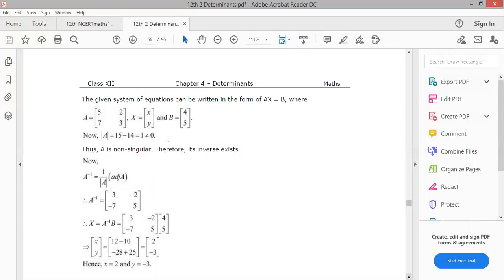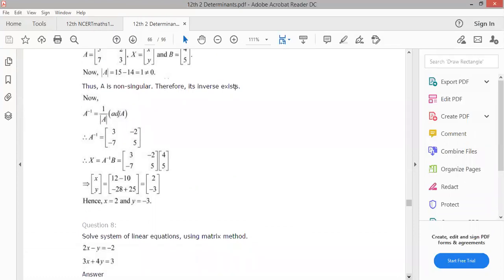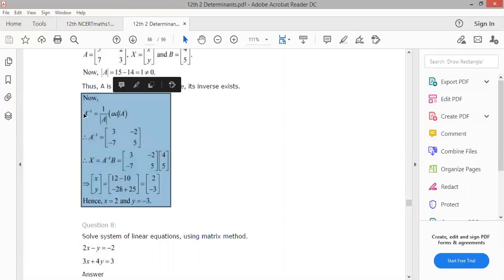Okay, if its inverse exists, we will find it. How can we? First of all, we have to find the adjoint. So we have to find the cofactors, transpose the matrix of cofactors, and use A inverse is equal to 1 by determinant of A into adjoint of A. Yes, that's it. Here it is, the inverse. So the solution is given by X is equal to A inverse B. A inverse we have found here, and B is the matrix of the constants. We'll multiply them and we'll get 2, minus 3. So by the equality of matrices, we have X is equal to 2 and Y is equal to minus 3.